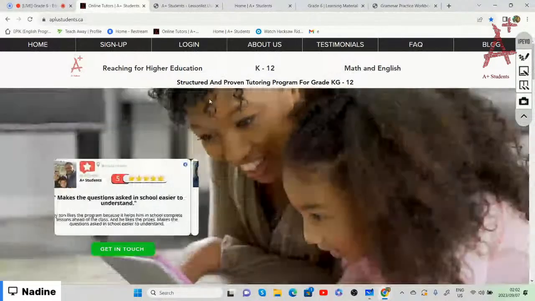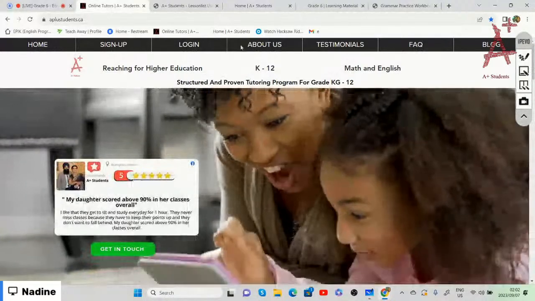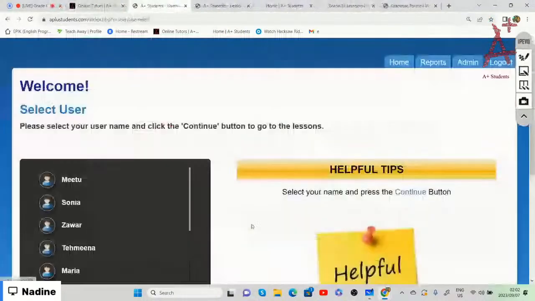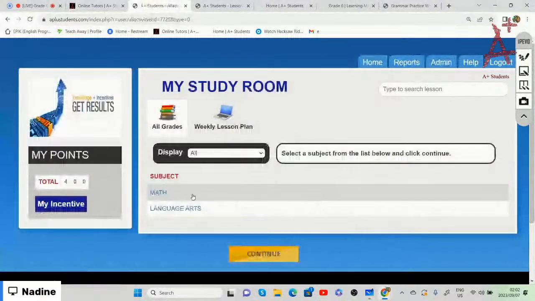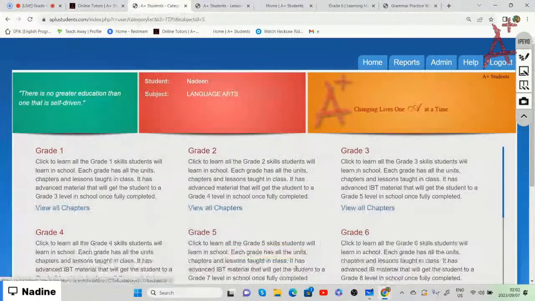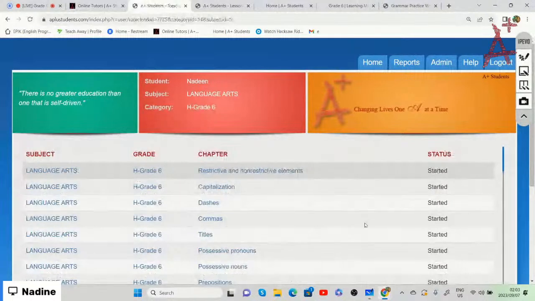And before we go on to our lesson, you're going to log in to aplusstudents.ca, and you're going to log in with your username as well as your password. All right, so once you've logged in, you're going to select the subject of language arts. And we're going to grade 6.